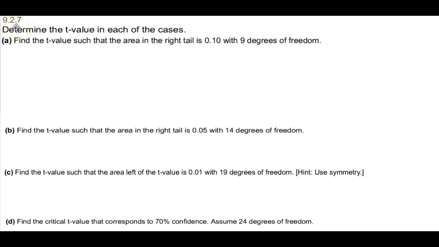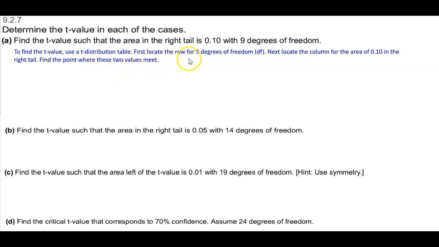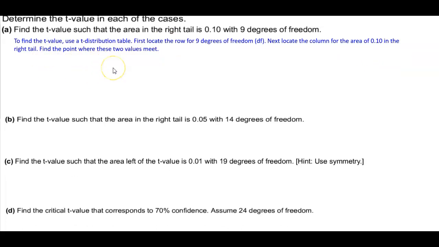Section 9.2.7, we want to be able to determine the t-value in each of the cases. In Part A, we want to find the t-value such that the area in the right tail is 0.10 with 9 degrees of freedom. To find the t-value, we're going to use the t-distribution table. We first locate the row for 9 degrees of freedom, and next locate the column where the area of 0.10 is in the right tail. Then we find the point where these two values meet.